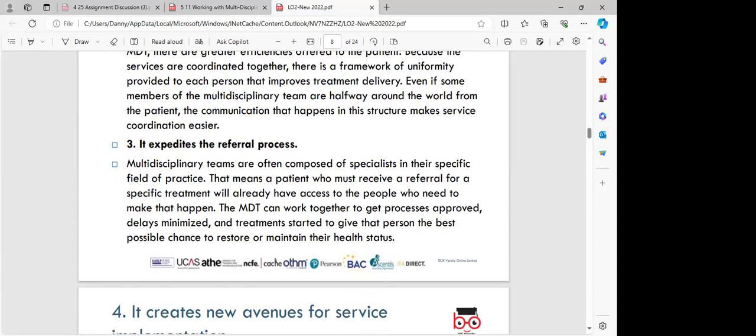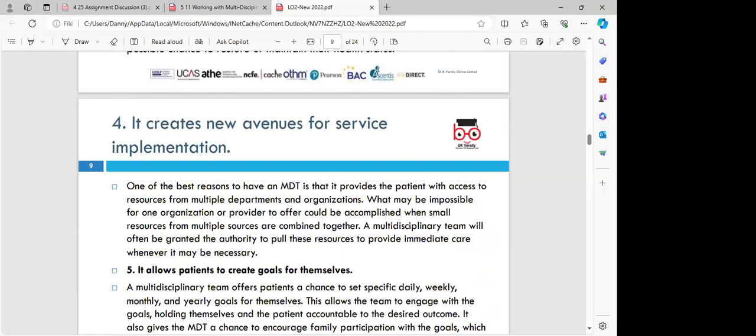It expedites it. The teams are often composed of specialists in their specific field of practice or expertise. That means a patient who must receive a referral for a specific treatment already has access to the people who need to make that happen. Very important, because normally or ideally we have to refer to see a specialist, but this multidisciplinary team consists of those specialists. So there is a faster, quicker way for you to receive treatment or for your issues to be dealt with. Okay, then let's look at point 4.